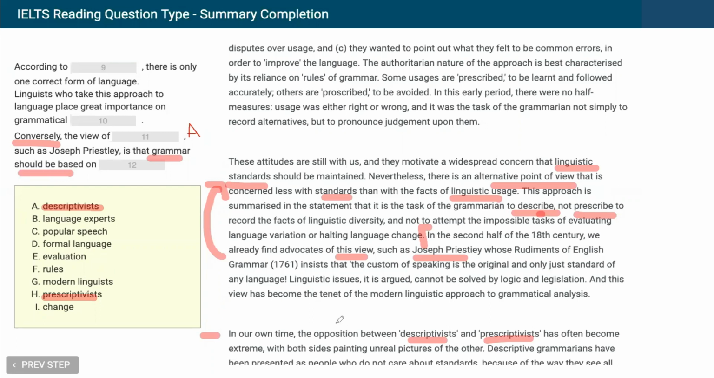So let's continue. Back to Joseph Priestley, whose Rudiments of English Grammar insist that the custom of speaking is the original and only just standard of any language. Well, there we go, right there. And it's very clear that the custom of speaking.